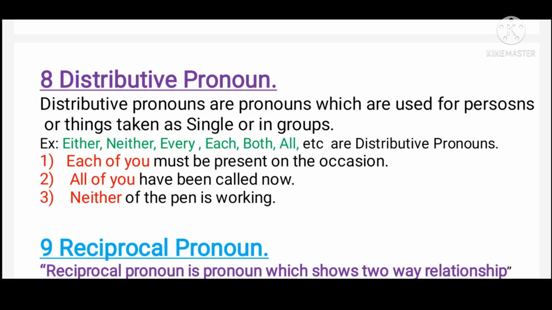Now all the distributive pronouns which I have highlighted here with the red color show that they are used for things, maybe singly or in groups.